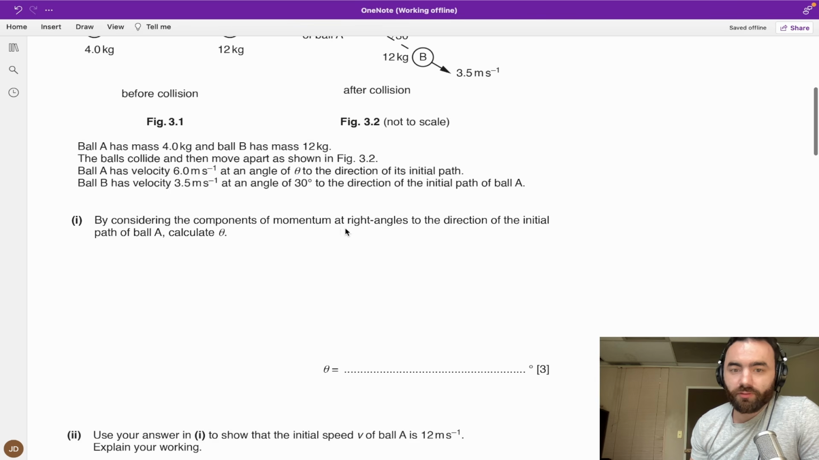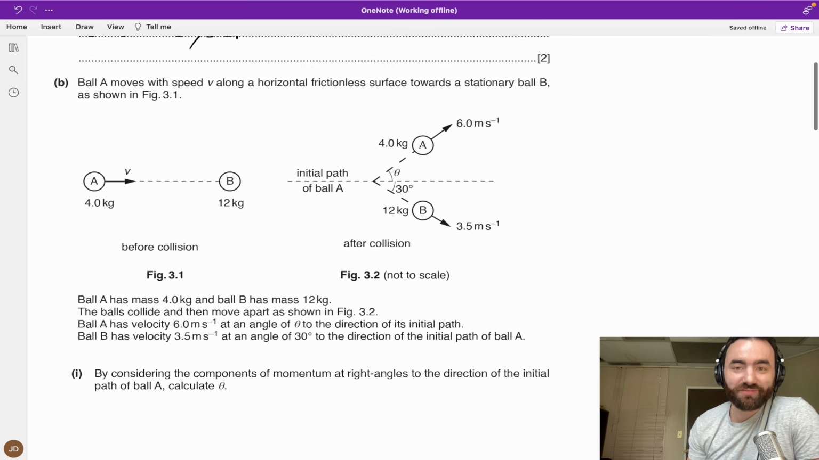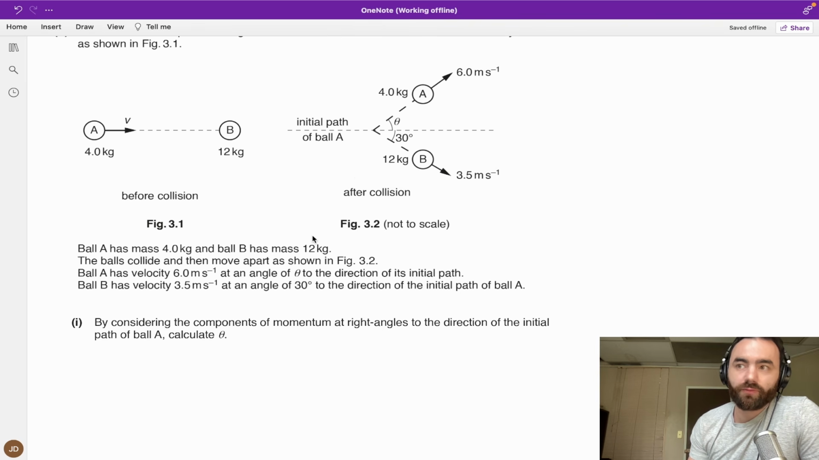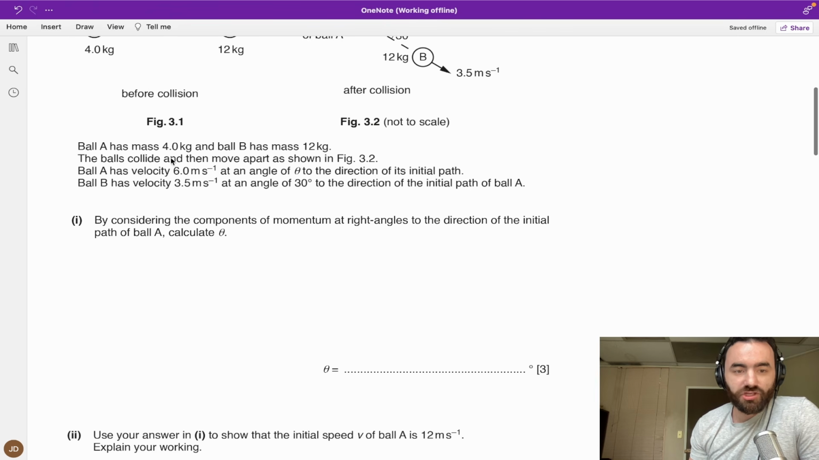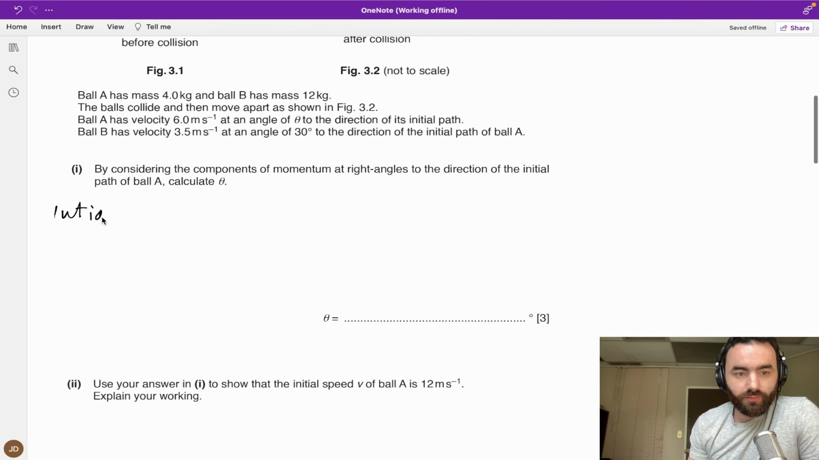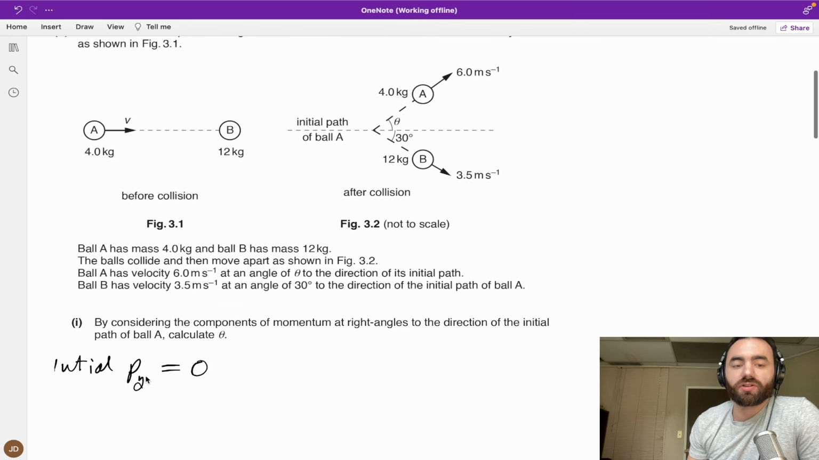So by considering the components of the momentum at right angles to the direction of the initial path of A, so they're talking about this direction, which is also called the y direction, calculate theta. Well, this just comes down to your understanding of conservation of momentum. So initially, if we're thinking about the y direction here, the initial momentum in the y direction, py just means momentum in the y direction, well, this is 0. There are no components acting in the y direction initially, before they collide. So the initial momentum in the y direction is 0.